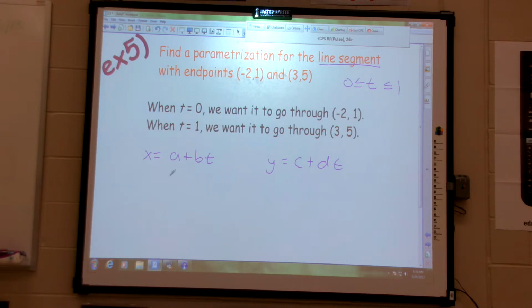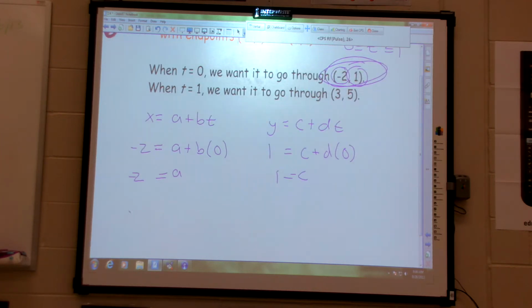So let's see. When t is 0, so if I plug in 0, what do I want the x to be? Negative 2. Don't I want my x to be negative 2 when t is 0? So in other words, a is negative 2, right? Yes. Over here, when t is 0, I want my y to be 1. So c is 1. You follow that logic? Because when I plug in 0, I want this to be my x and y. So now let's clean that up, because I know a little more. x is no longer a plus bt, it's negative 2 plus bt. y is 1 plus dt.